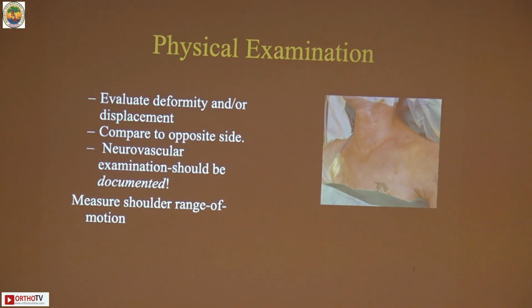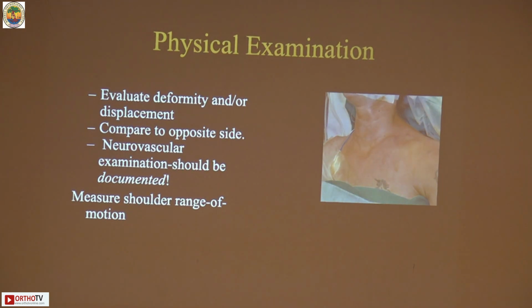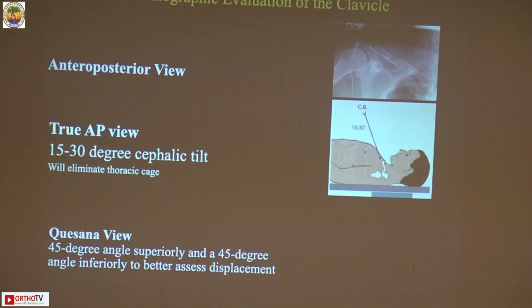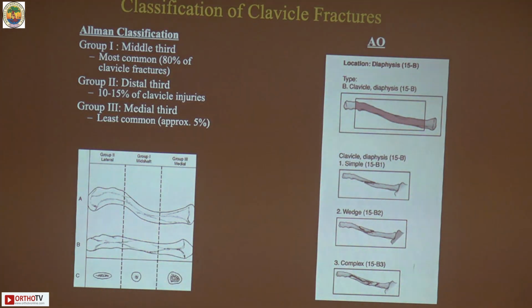Careful evaluation of the deformity. Neurovascular examination is a must. Chest auscultation and air entry are part of the examination and must be documented. Radiographic evaluation: we have various views, mainly the AP view, the true AP view with 15 to 30 degrees cephalic tilt, and for better assessment, a 45 degree cephalic tilt known as the Zanca view. Normally the AP view and AP view with 15 to 30 degrees of cephalic tilt are good enough.